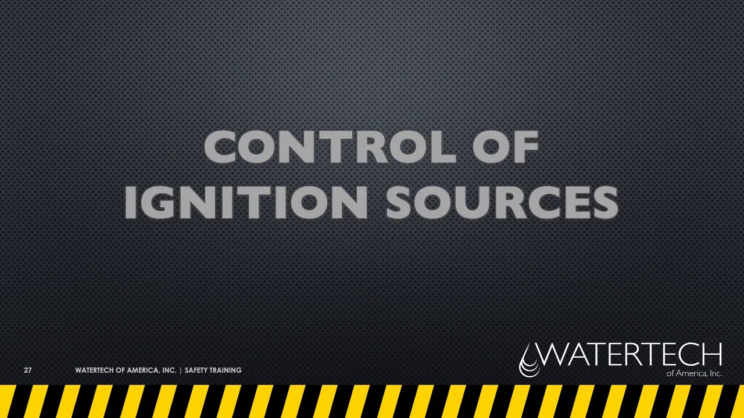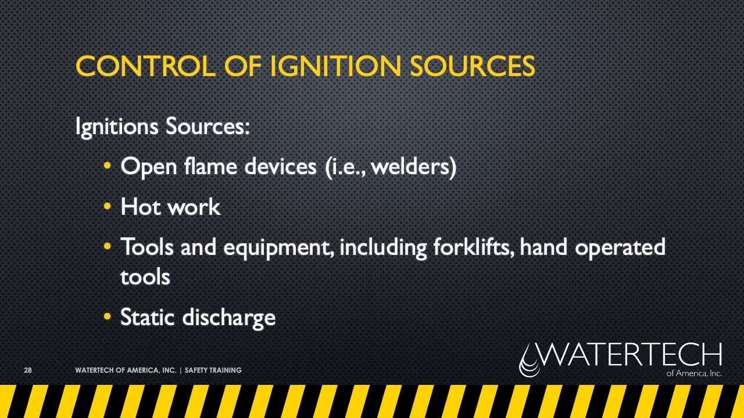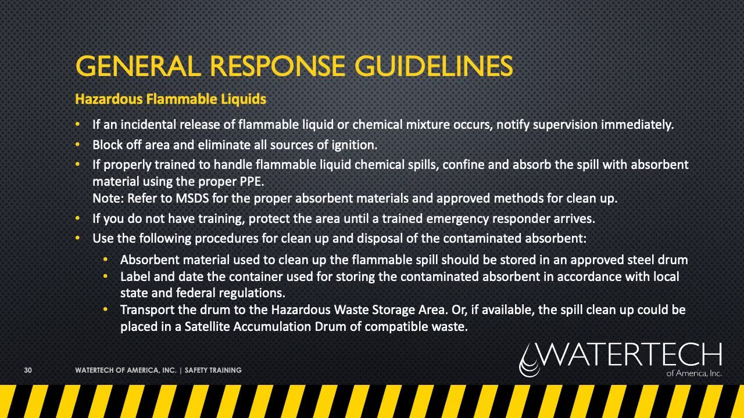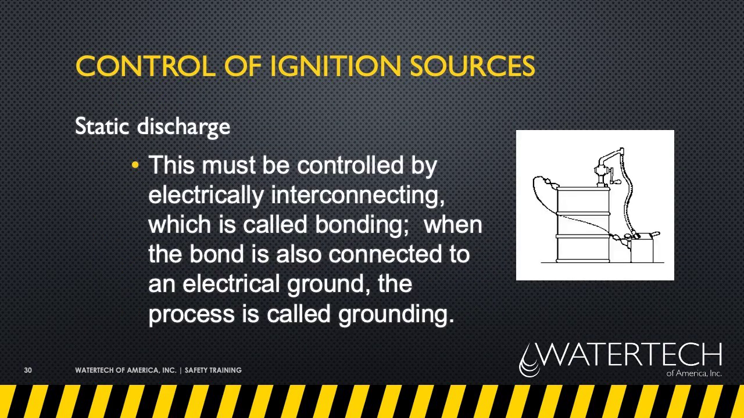Understanding how to control ignition sources will help improve safety. Some common sources of ignition are open flame devices, hot work, tools and equipment, including forklifts, hand-operated tools and static discharge. When transferring flammable liquids from one container to another, such as from drum to drum or tank to drum, the motion of the liquid inside of the pipes and hoses can generate static electricity. You can control and prevent static discharge by grounding the container.